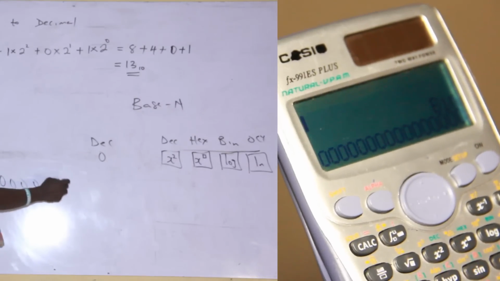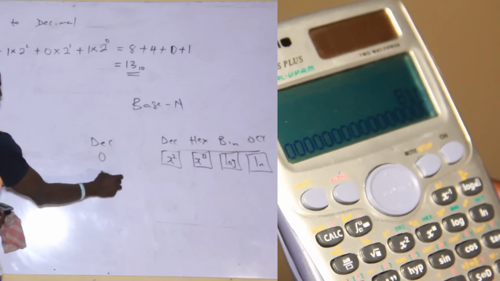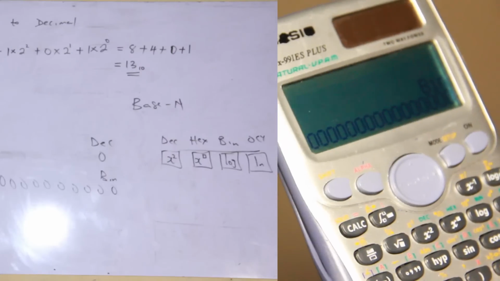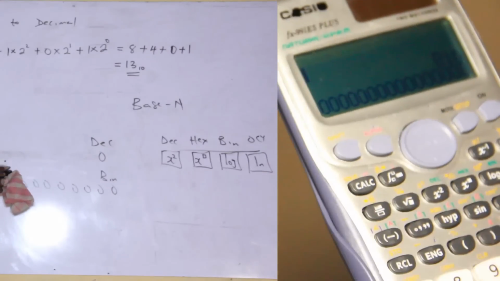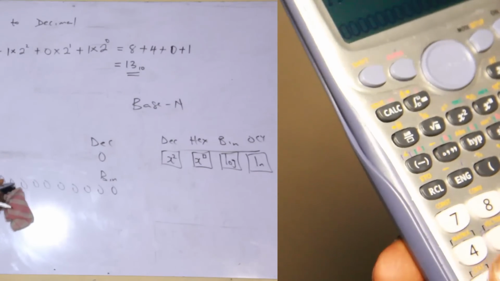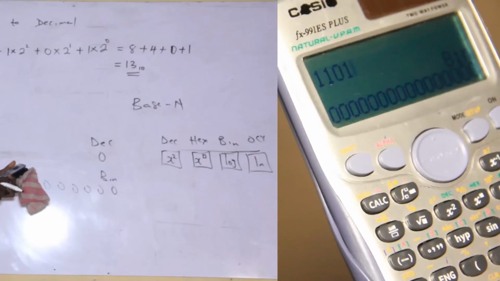You have 0, 0, 0, 0, 0, 0, 0. You have binary. Then, let us enter the question given to us, and that is 1101. So when you press 1101, then press equals.